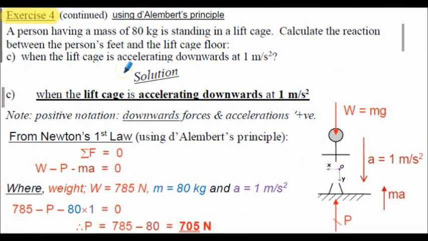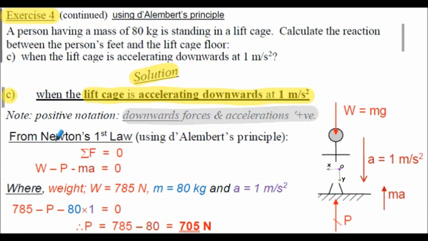Exercise 4, solution continued. This is now for part C, when the lift cage is accelerating downwards at 1 meter per second squared. On the right hand side we have our free body diagram, all the forces acting on the body. Note for part C, all downwards forces and accelerations are deemed positive. So we're going to apply Newton's first law because we're using D'Alembert's principle here. In other words, we have body fixed axes shown here, and of course the inertial force or the compensating force ma opposes the change in motion. So as the acceleration is downwards this time, the ma is upwards.